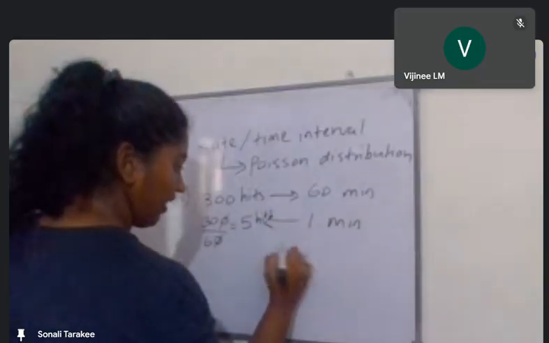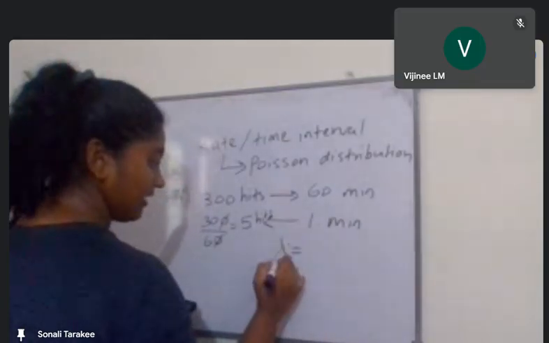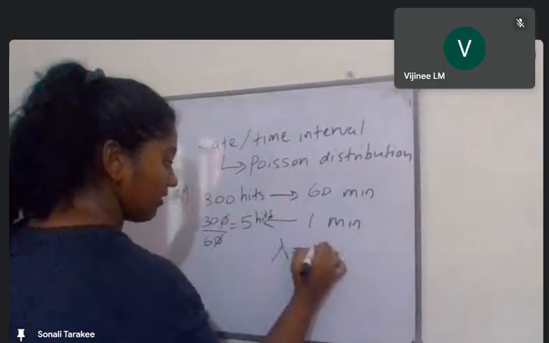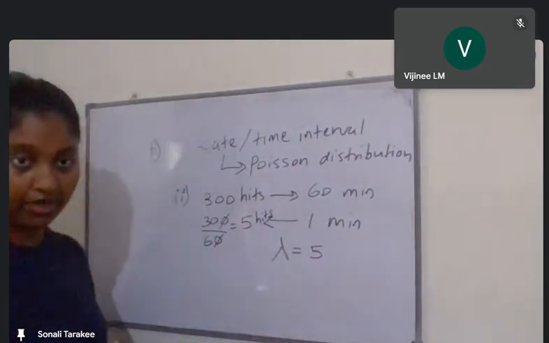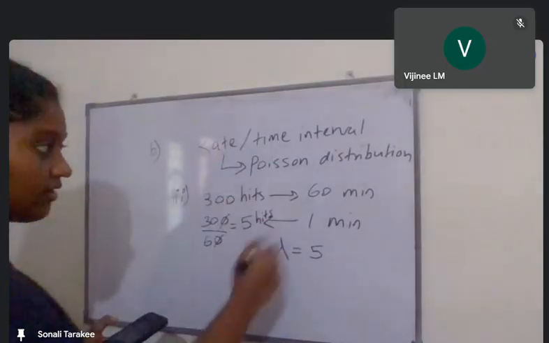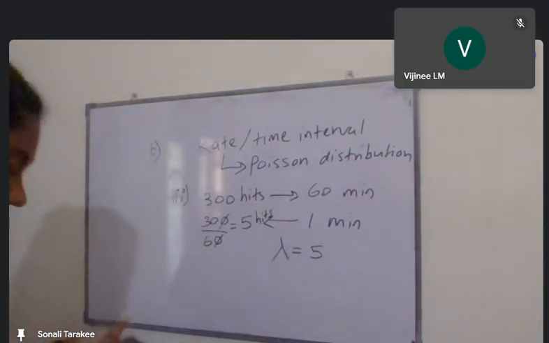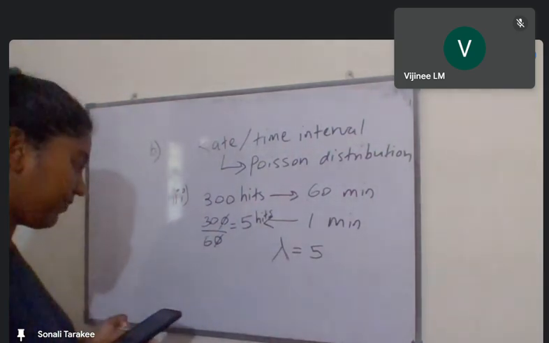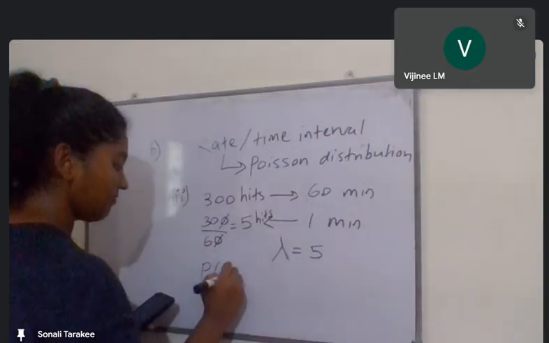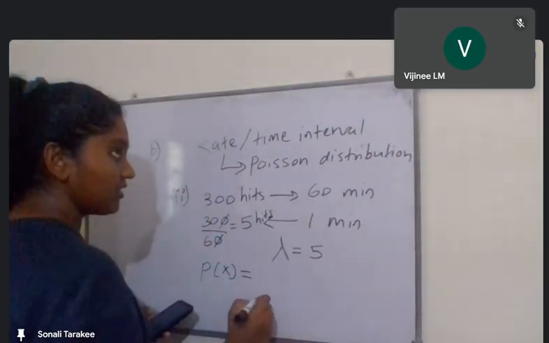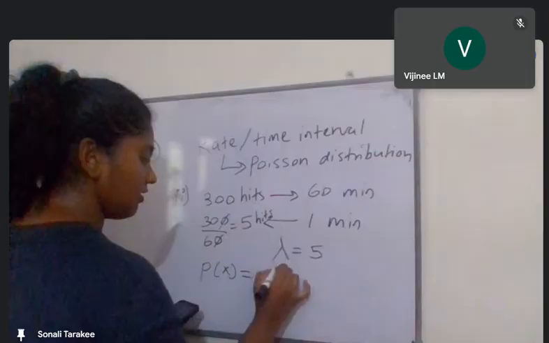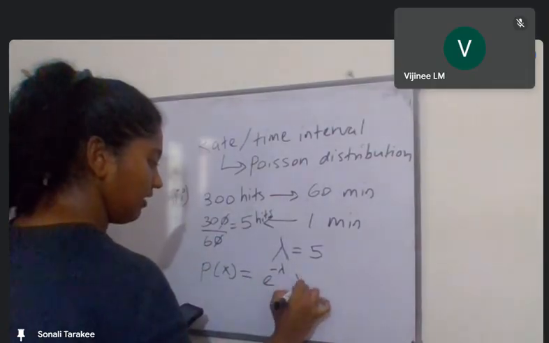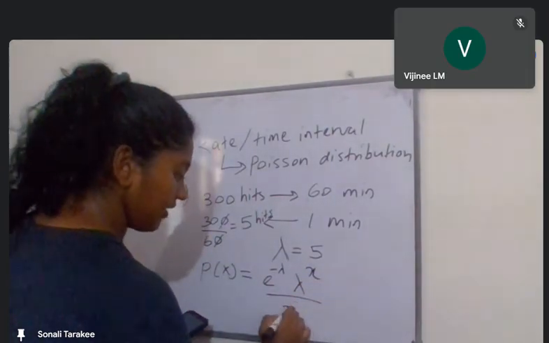Now here the lambda is the rate, which is 5 hits. Lambda is 5, okay, not 300. 300 is for 1 hour, no? Here they are asking for minutes. So 5 is the lambda. The Poisson distribution equation is e to the power minus lambda, lambda to the power x over x factorial.